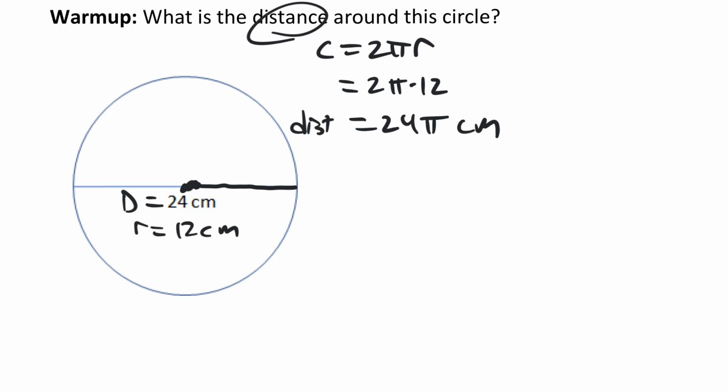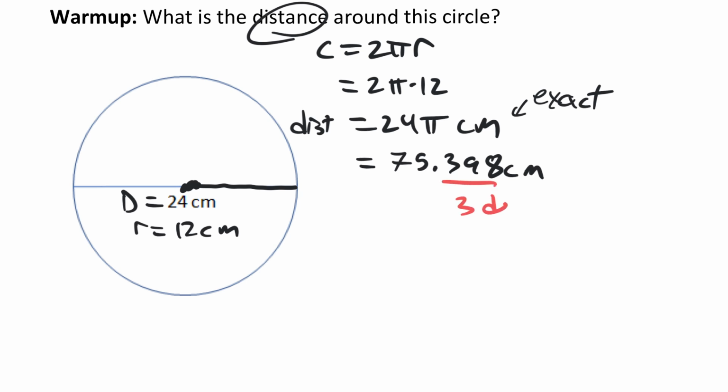Or, of course, if you had a calculator, we could convert this into a decimal. So you do 24 times pi. This is sometimes called the exact value because the pi is still left unmultiplied. The precise value would be 75.398 centimeters. That'd be like the rounded answer or the decimal answer. And of course, in pre-cal here, we always go to 3 decimal places. All right, well, that was an easy warm-up.